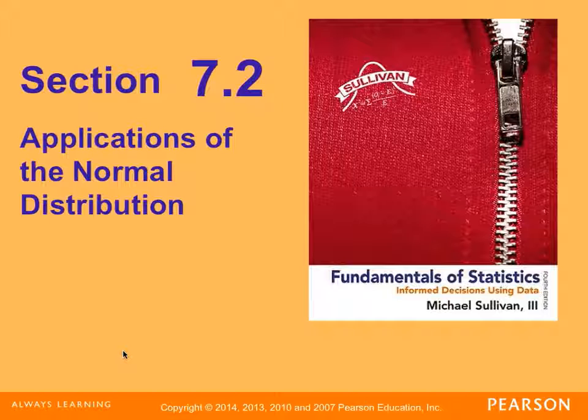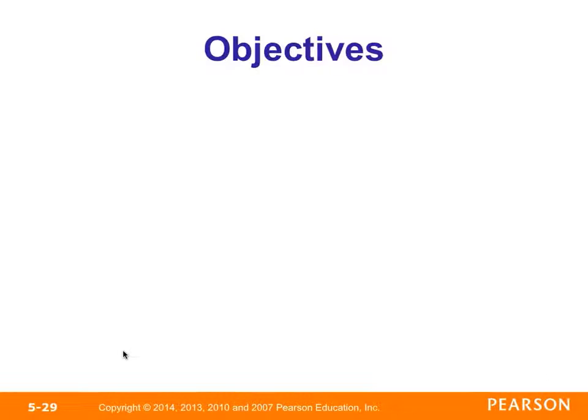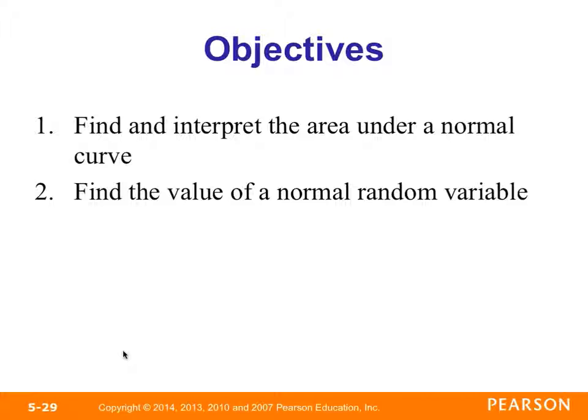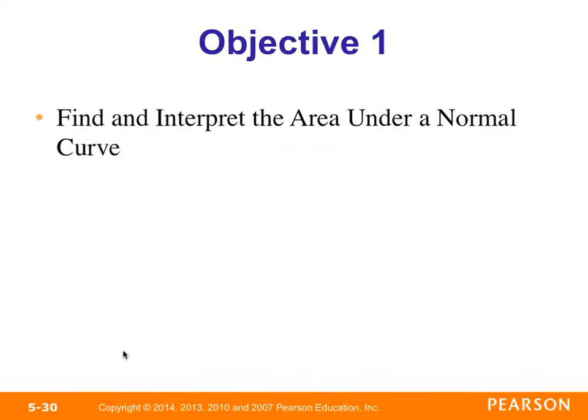Okay, we're going to move on to section 7.2, which talks about applications of the normal distribution. So the objectives in this section are just to find and interpret the area under a normal curve, and find the value of a normal random variable. So let's start with objective 1, which is finding and interpreting the area under a normal curve.